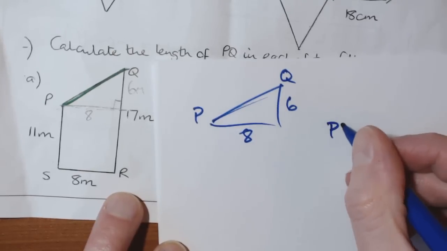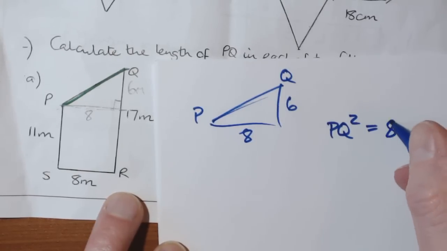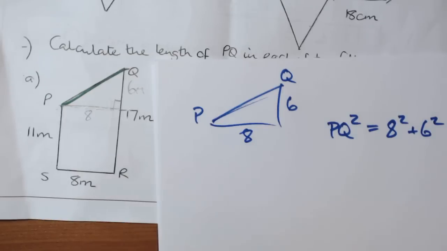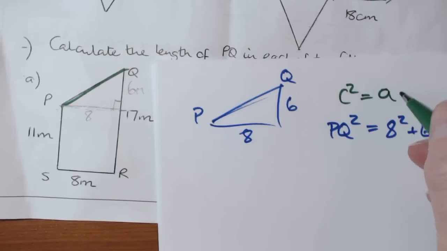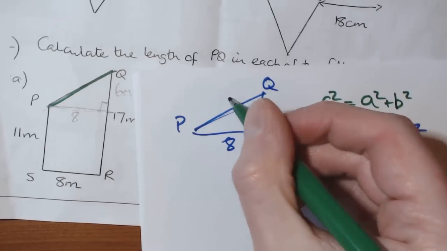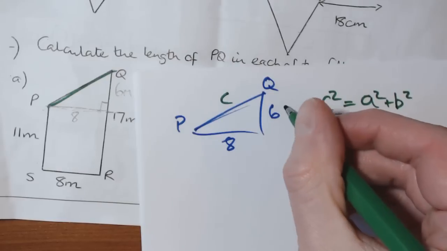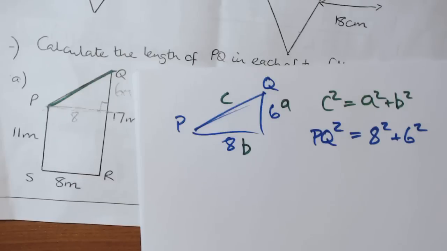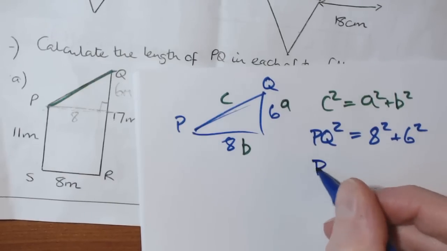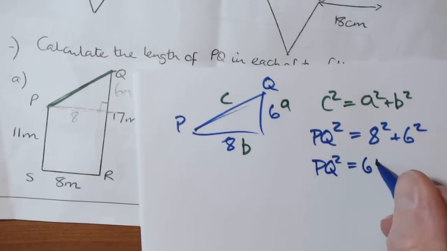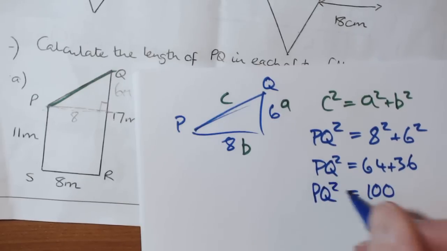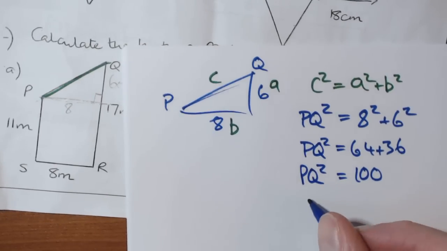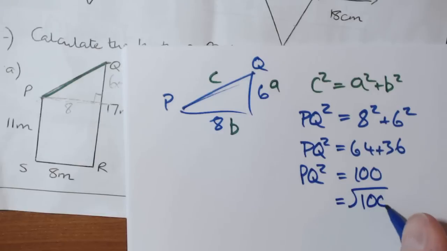So you could even do this, PQ squared equals 8 squared plus 6 squared. What I'm doing there is just using the formula C squared equals A squared plus B squared. So I'm just saying that's C, right? Doesn't matter what's A and what's B. So PQ squared or C squared equals 64 plus 36, that equals 100. Okay, so that's PQ squared. So to find out what PQ is, that's the square root of 100, and PQ equals 10.